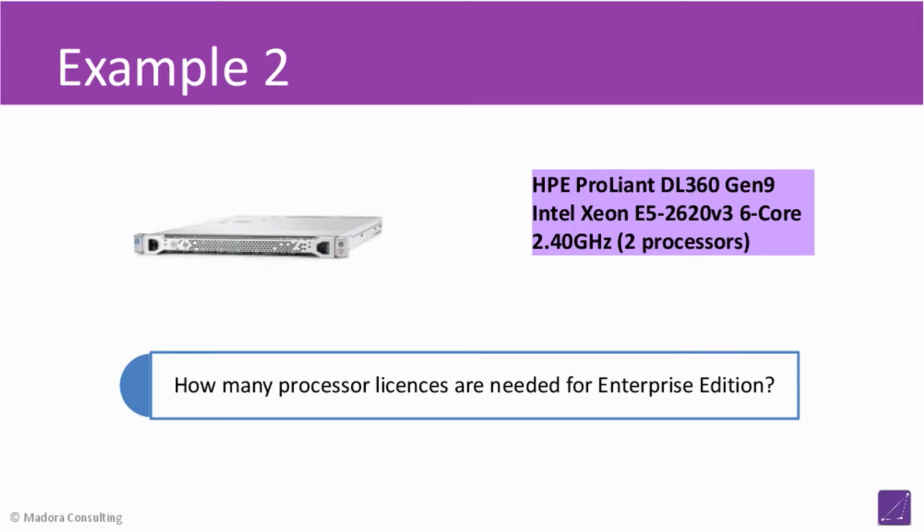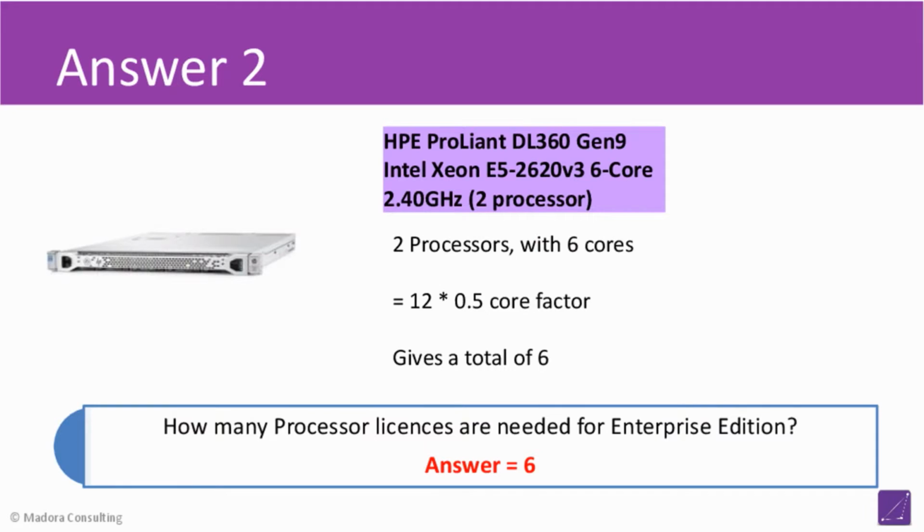In our second example, this one's got 2 processors. They're Intel Xeon, and each of them's got 6 cores, giving a total of 12 cores for the server. So again, you multiply that 12 by the core factor, and for Intel Xeon, it's 0.5. And so 12 multiplied by 0.5, that server needs 6 processor licenses.